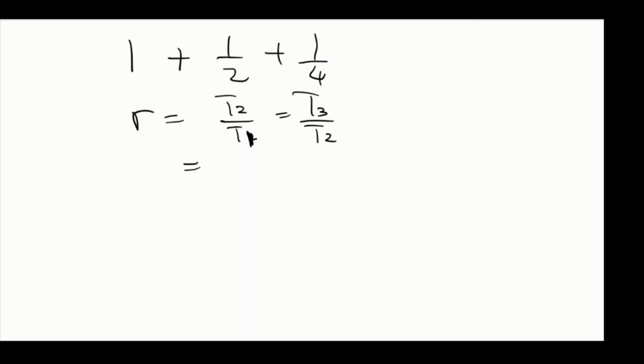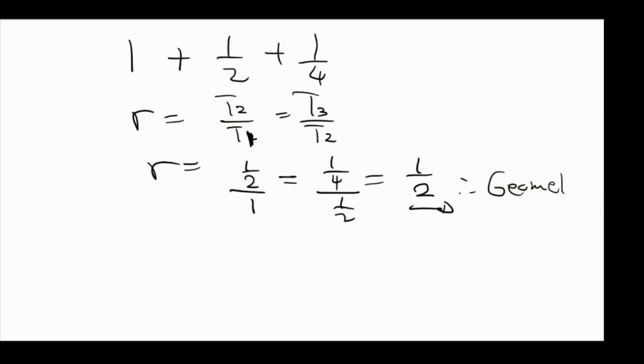So T2 over T1 is 1 over 2 divided by 1, which equals 1 over 4 divided by 1 over 2. If you punch your calculator, you will find that r is equal to 1 over 2. So we have a constant ratio of 1 over 2. Therefore, this is a geometric series, meaning we are going to use the geometric sum formula. Our a value is equal to 1, which is this one here, and our r is equal to 1 over 2. So we're going to find our sum.